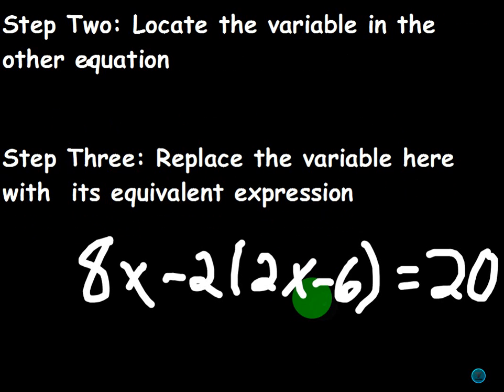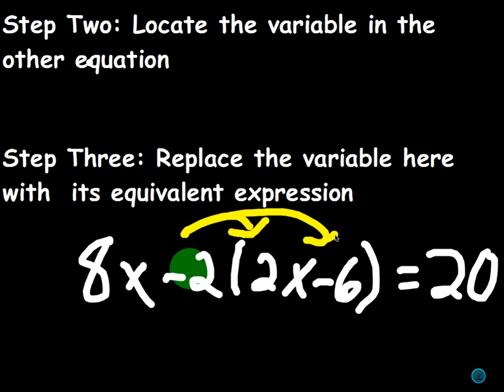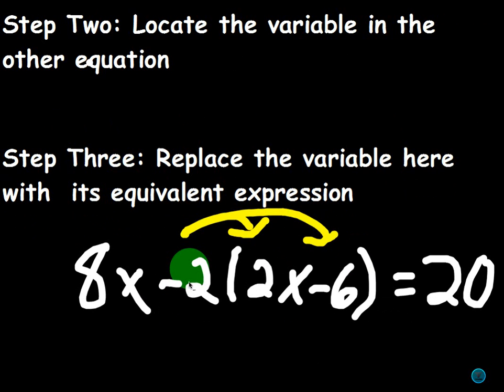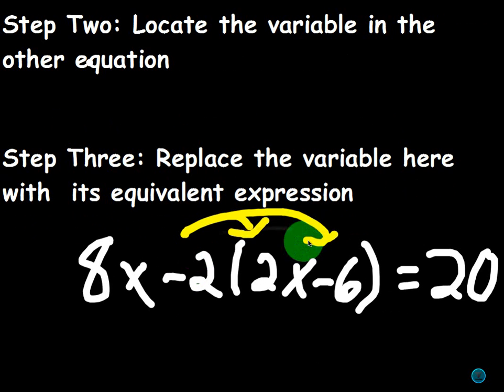I want you guys to notice something with the distributive property here. Is this 2 negative or positive? It's negative, yes. So when you distribute the negative 2, make sure you're multiplying both of these things by negative 2 to simplify. In other words, this second negative 6 is going to become positive 12, right? The first one will be negative 4x. So be careful if that first number is negative.